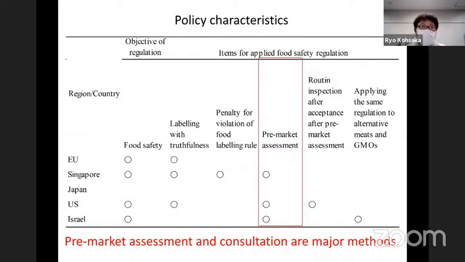The second table shows the regulation aspect, especially the food safety regulation aspect among the countries. This is still preliminary, and I find that pre-market assessment and pre-market consultation are a major policy measure for food safety regulations. And Japan is currently thinking about the regulation, so we cannot really see how Japan will arrange the regulation in future yet.